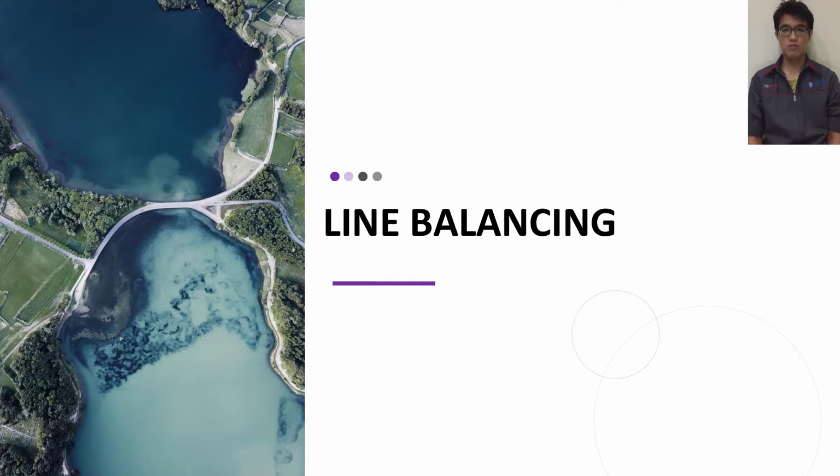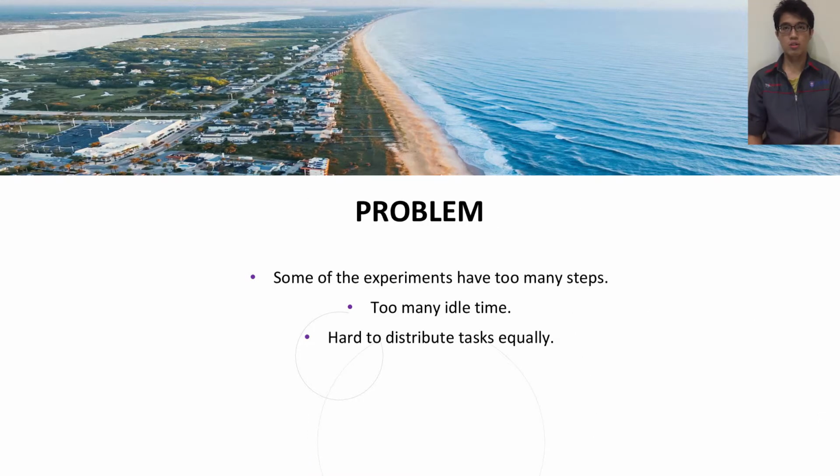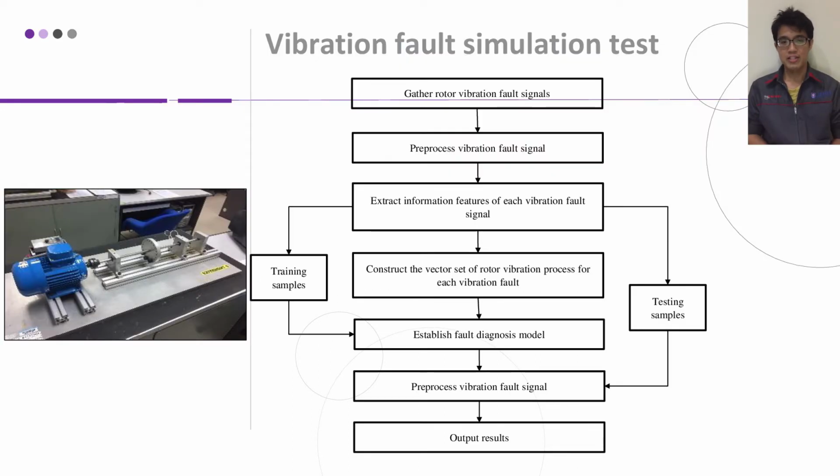The method I use for this part is line balancing. The problems that I encountered during the visit to the noise and vibration lab are that some of the experiments, by their machines or equipment, have too long procedures, which means too many steps. This contributes to too much idle time, and for a group of 5 to 6 members, it's very hard to distribute the tasks equally. Therefore, on my right hand side is a vibration fault simulation test process flow.